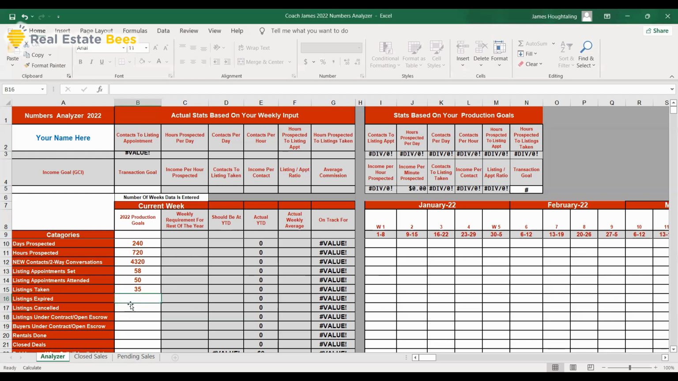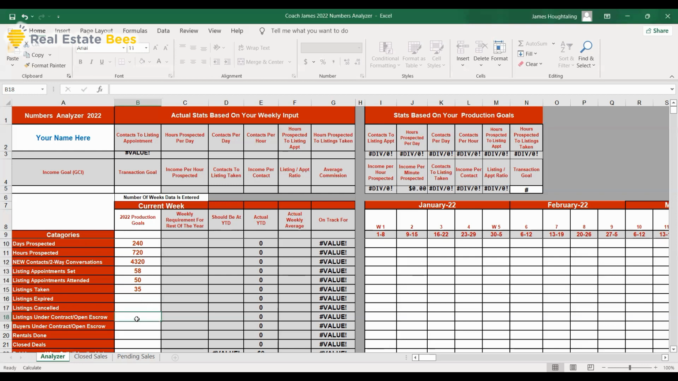Expired and canceled. All right. These are places to record when you have a listing expire or a listing cancel. Obviously, that doesn't happen very often, but over here in the calendar section, which we're going to talk about in a couple minutes, it just gives you a place to record it in a particular week that you might actually have an expired listing or a canceled listing. So you don't have to put a number in there, by the way. You can leave that blank. You can put a 0. You don't have to calculate that.